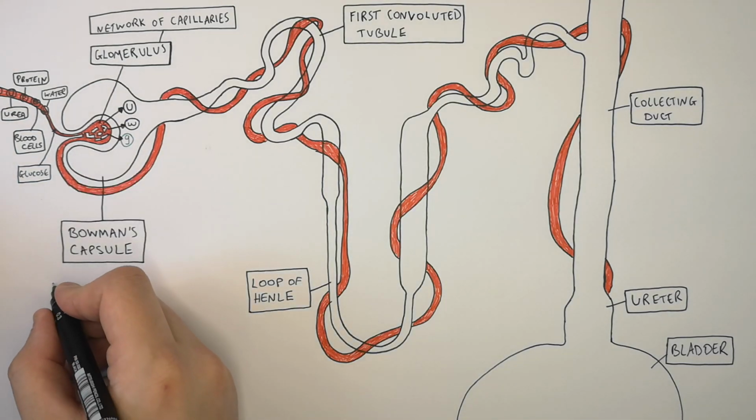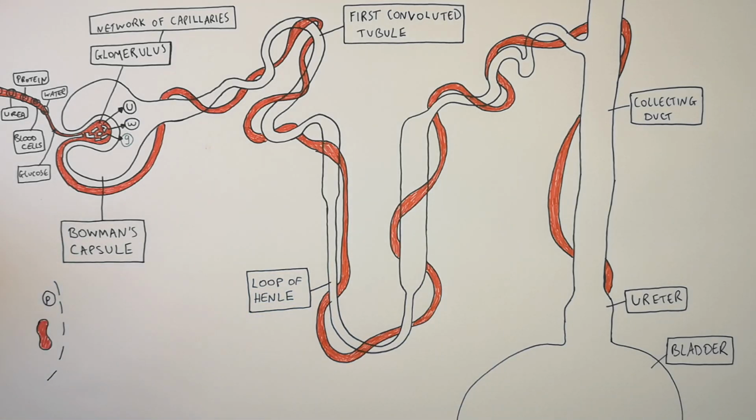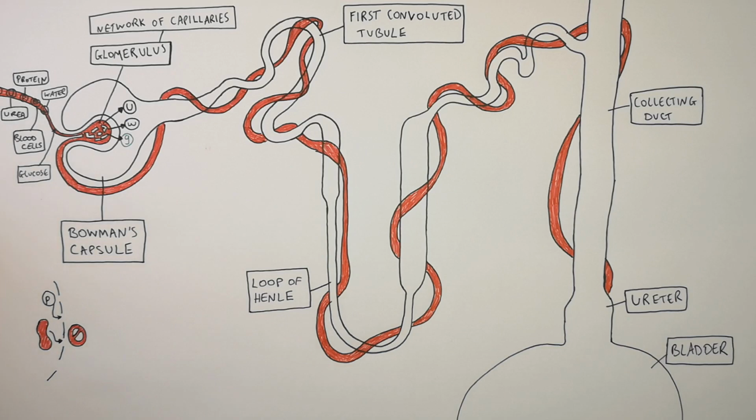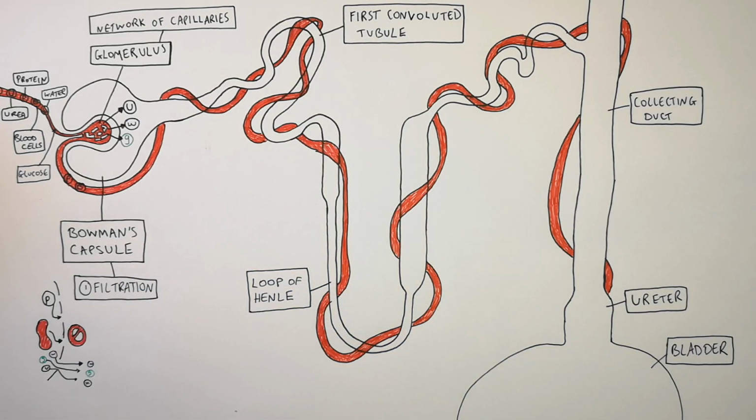These molecules have to pass through a partially permeable membrane, like the one I'm drawing now. But proteins and red blood cells are too large to be able to pass through the partially permeable membrane from the glomerulus into the Bowman's capsule, whereas glucose, water, and urea are small enough to pass through the partially permeable membrane of the glomerulus into the Bowman's capsule of the nephron. And we call this stage filtration because molecules are filtered out of the blood and some molecules are left behind in the blood.